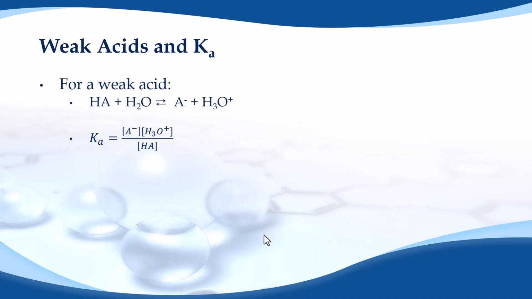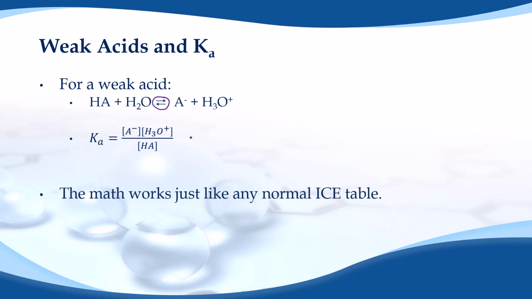For a generic weak acid, our acid reacts with water and forms A- and H3O+. This reaction with water has not changed significantly. The only major difference is that because it's a weak acid instead of a strong acid, I use the reversible reaction arrow. Strong acids go to completion, weak acids do not. Our acid equilibrium constant, once we have the equation, is easy enough to write: products over reactants. And the math works just like it worked when we were working with equilibrium problems. Normal ICE table rules apply. Very, very straightforward to work with.